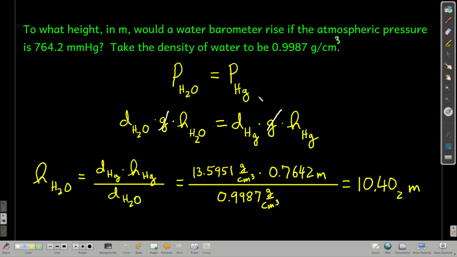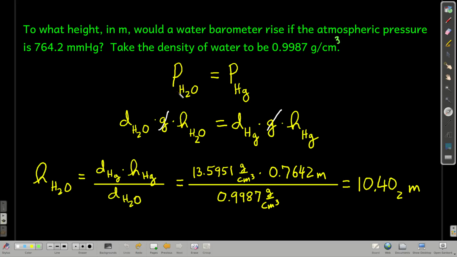Let's do another example. And this is interesting. Let's figure out what height in meters we'd need to have a water barometer if we used water instead of mercury. And let's see how high that water barometer would rise if the atmospheric pressure was a reasonable pressure, 764.2 millimeters of mercury. Remember, 1 atmosphere, which is a normal pressure, is 760 millimeters of mercury. So it's definitely reasonable. And we'll need the density of water. We'll take it as being 0.9987 grams per centimeter cubed. Now it depends upon temperature, but it's going to be pretty close.